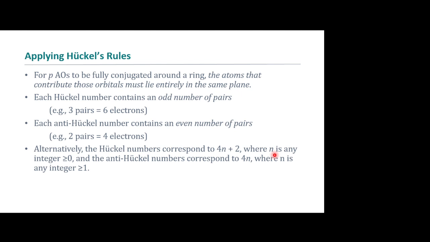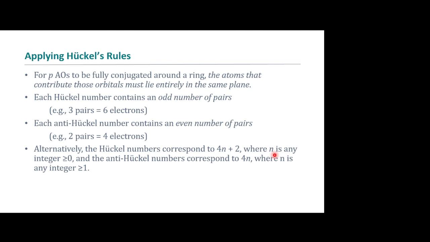So for the p orbital atomic orbitals to be fully conjugated around a ring, the atoms that contribute to the orbitals must lie entirely in the same plane, and we have to have a planar structure. Each Huckel number contains an odd number of pairs, i.e. 3 pairs being 6 electrons being benzene, right? Each anti-Huckel number contains an even number of pairs. So that's going to be 2 pairs like the butadiene we talked about. That's 4 electrons, right? Okay.